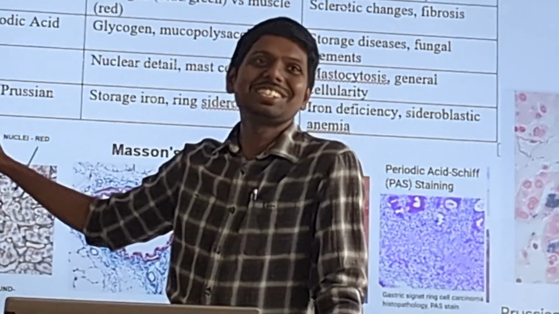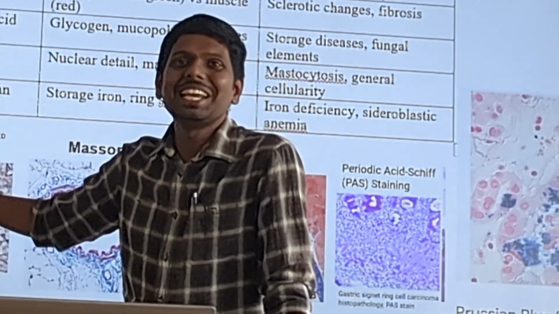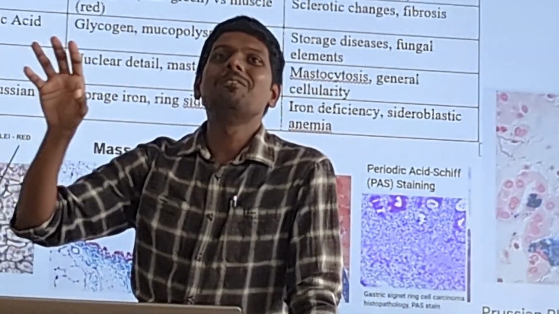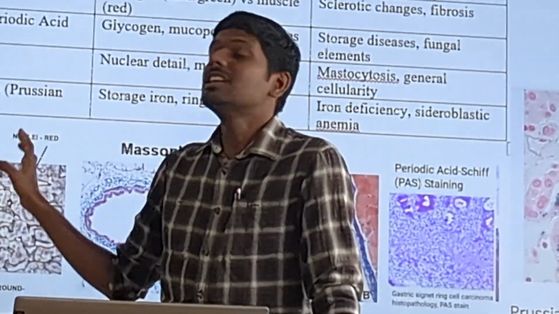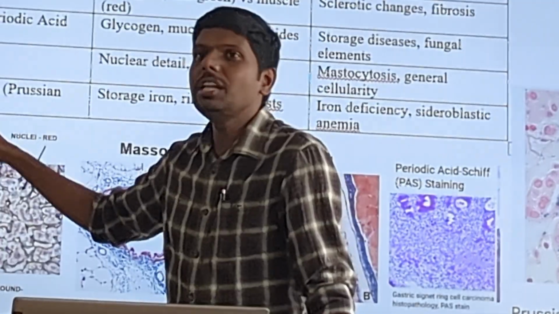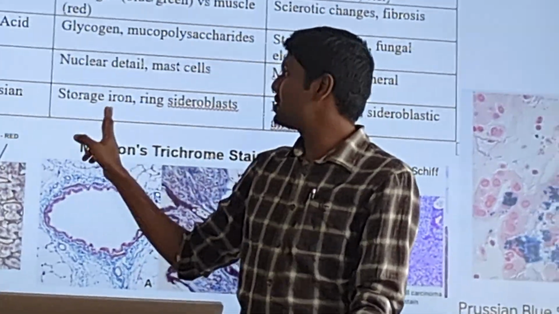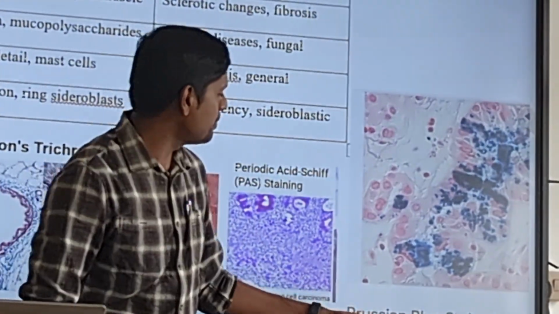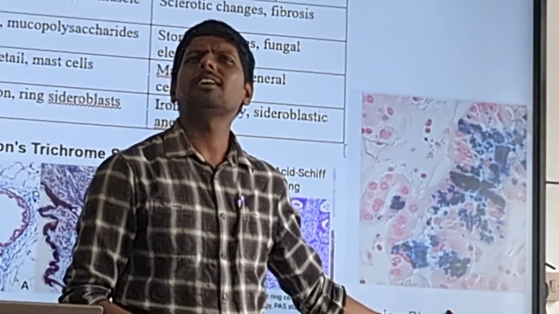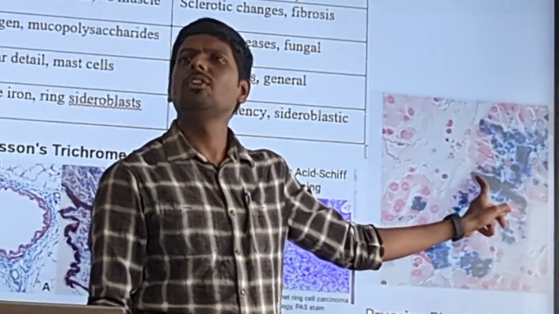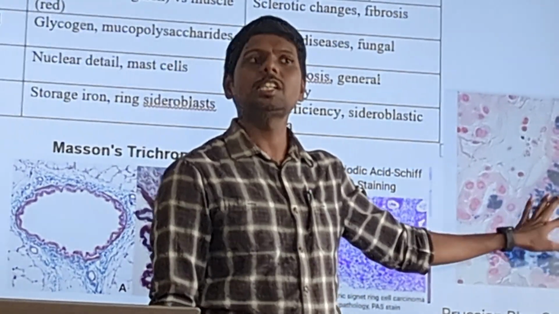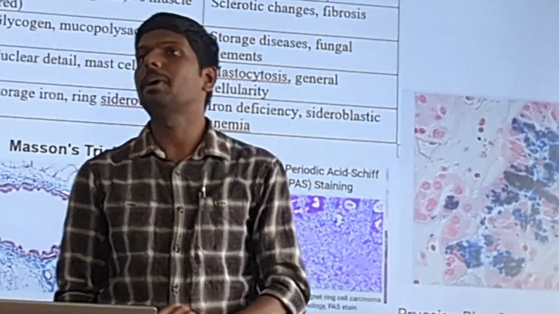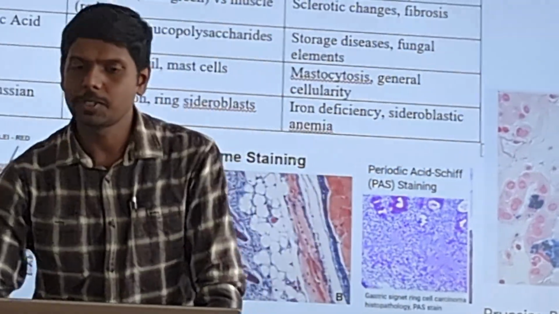Next one, iron stain. There is a cancer condition where iron will be deposited in the bone marrow. Very, very dangerous condition. Such iron deposits will be visualized by a special stain called Perls' Prussian blue stain, which is also called iron stain, for visualization of iron deposits within the bone marrow. Okay, so these are the special stains that we are using for bone marrow biopsy.